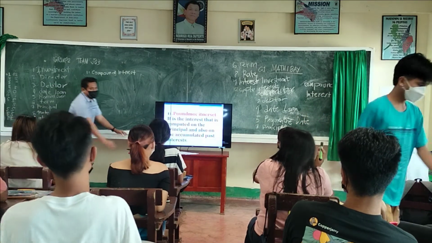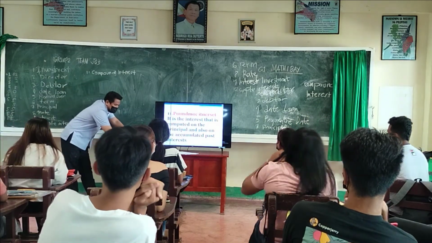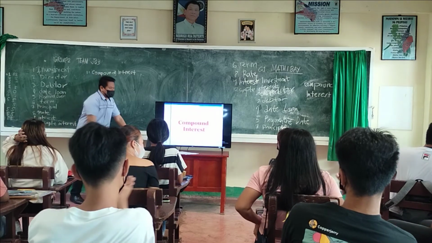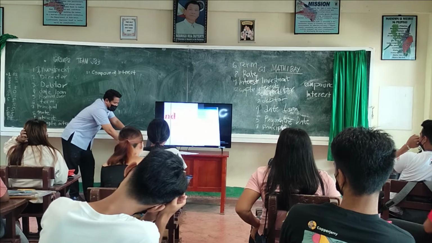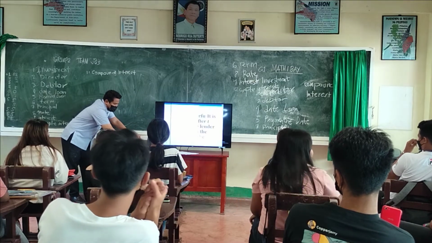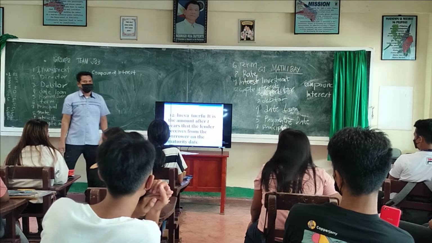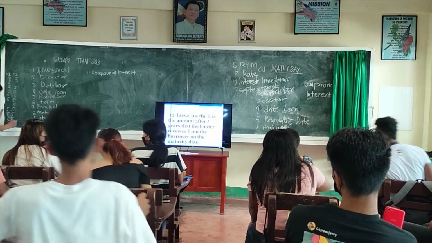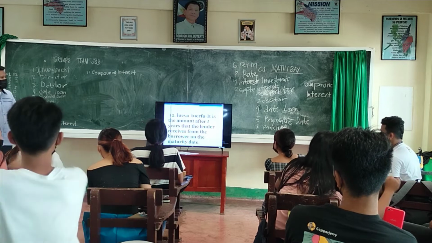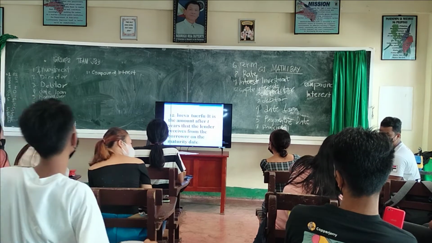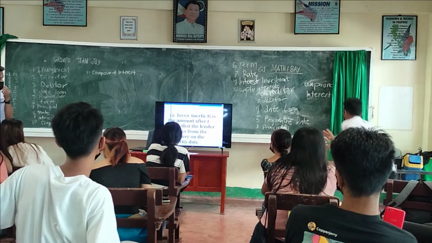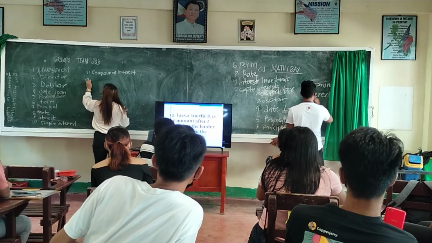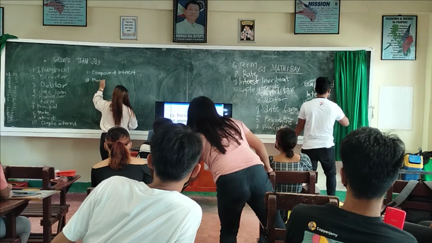And let us see if everybody got the correct answer. We have compound interest. We have our last question. Question number 12, we have 5. It is the amount after 2 years that the lender receives from the borrower on the maturity date. What is your answer?